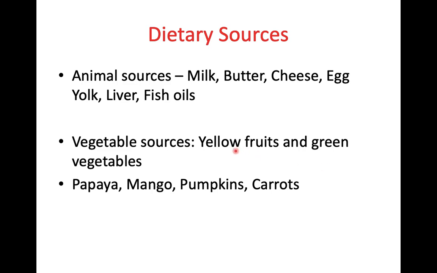Dietary sources. In case of vegetables or plants, mainly green vegetables and the yellow fruits like papaya, mango, pumpkins, and obviously carrots are rich sources of vitamin A. In animal sources, milk, butter, cheese, and non-vegetarian sources like fish oil or fish liver are the main sources of vitamin A.